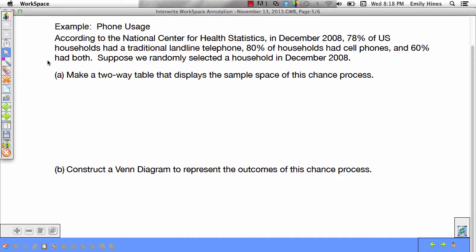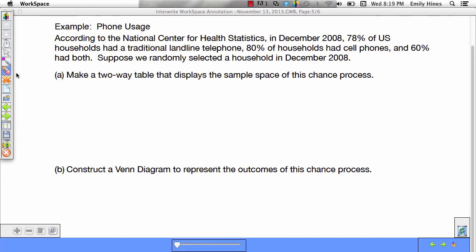So let's look at this example. It's going to ask us to use a two-way table and a Venn diagram, and it is all about phone usage. According to the National Center for Health Statistics, in December 2008, 78% of households had a traditional landline phone, 80% of households had cell phones, and 60% had both. Suppose that we randomly select a household in December 2008.